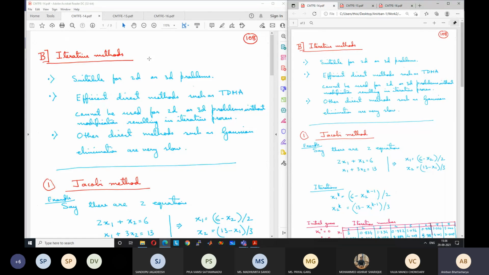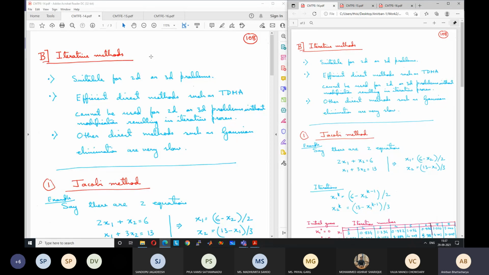So if you increase the number of points by 2 times, the time required for solving will increase by 8 times. So it does not scale well with a large number of points, particularly for 2D and 3D problems. It is a very inefficient process. So the better option is to go for the tri-diagonal matrix algorithm.